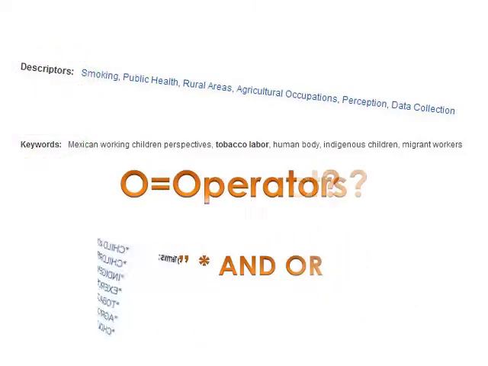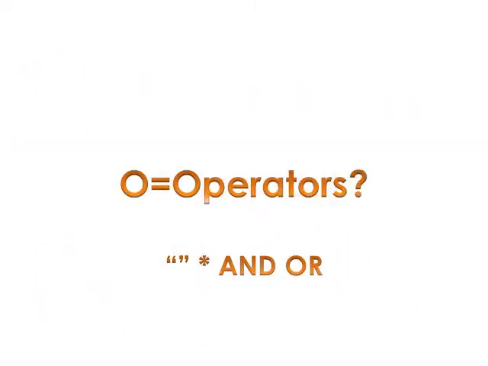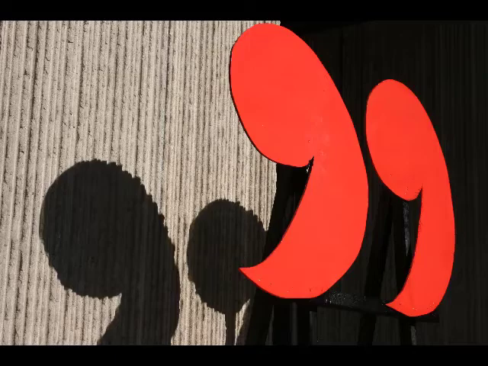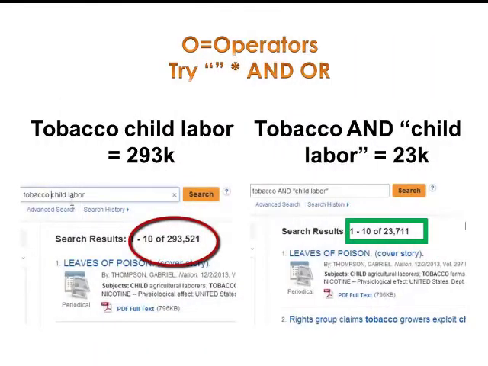Operators. Make sure that you understand that there are, in every system, a variety of operators that can help you target your results. The simplest of these is quotation marks, which can help you force a phrase. Look at the difference between tobacco child labor and tobacco and, quote, child labor, end quote.